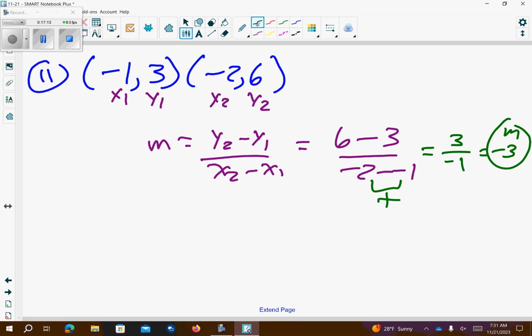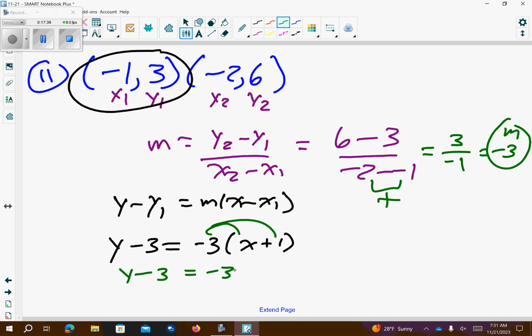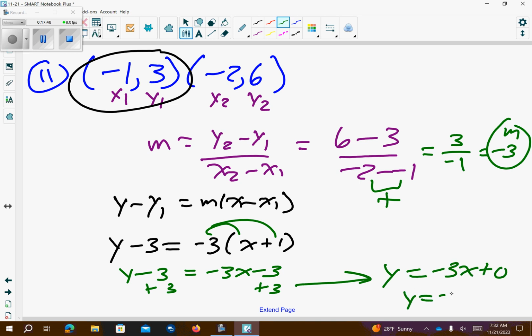Go ahead and plug into my point slope. That's my x1, y1. Let's plug those in. Y minus 3, or it's a positive 3 up here. It's going to be a minus 3 here. Slope is negative 3. X, that's a negative 1. It's now going to be a positive 1 down here. Let's distribute negative 3 over the parentheses. Add 3 to both sides. So that's going to give me y equals negative 3x plus 0. Or you could write it y equals negative 3x. It's your choice. Both answers are correct.